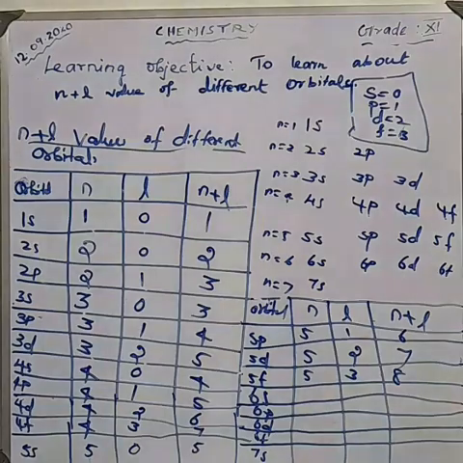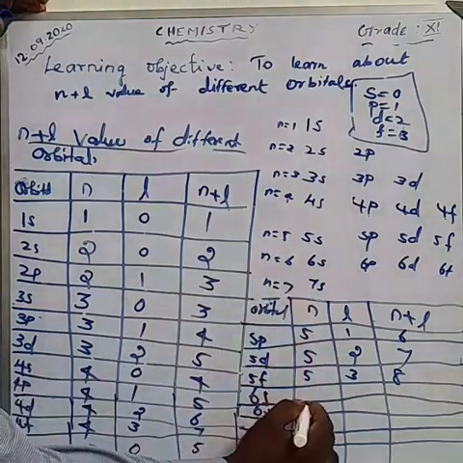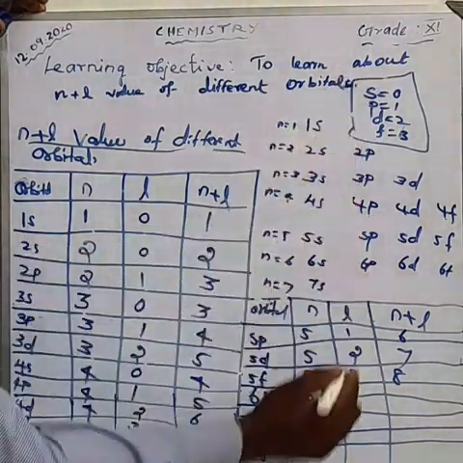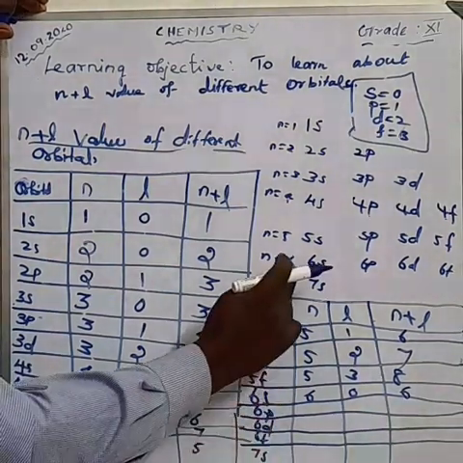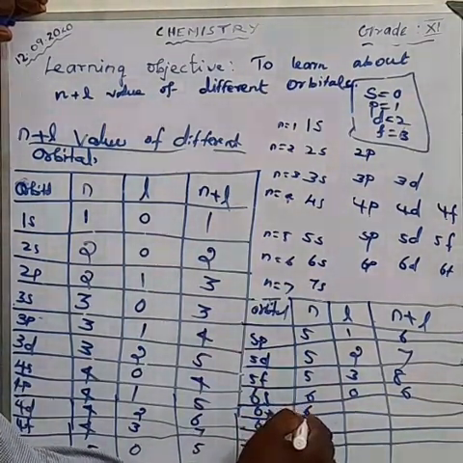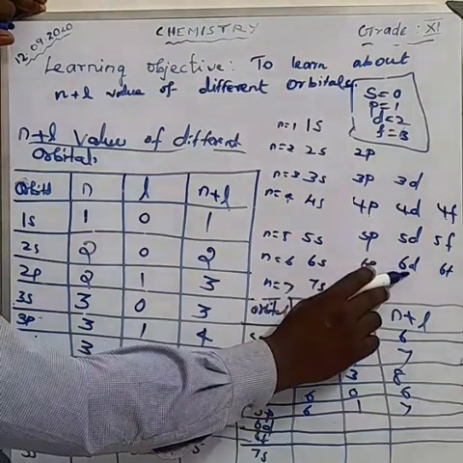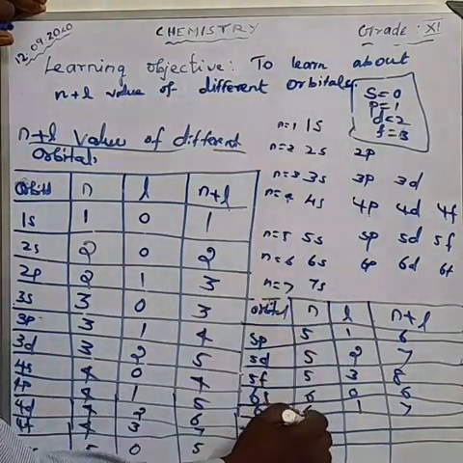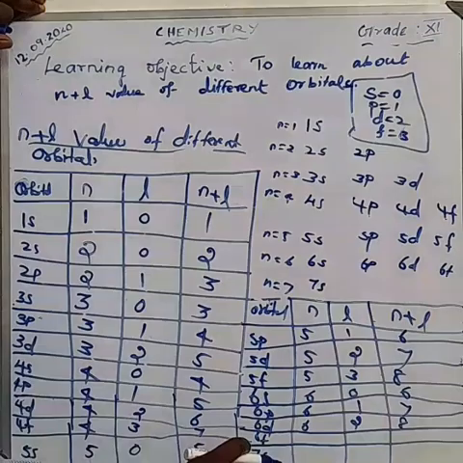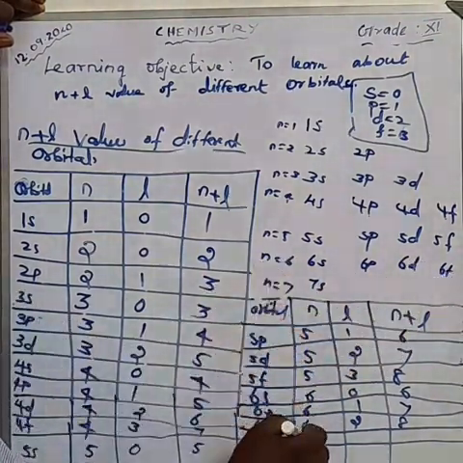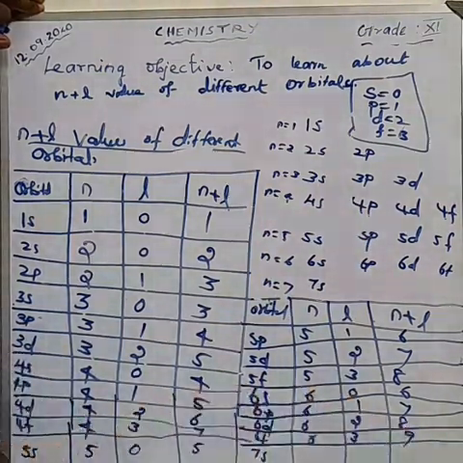Can you find the sixth one? 6s lies where? n is equal to 6. S means 0. 6 plus 0 is equal to 6. Then 6p. n is equal to 6. P means 1. So 7. 6d. n is equal to 6. D means value is 2. So 8. 6f. n is equal to 6. And F means 3. 9. Okay.